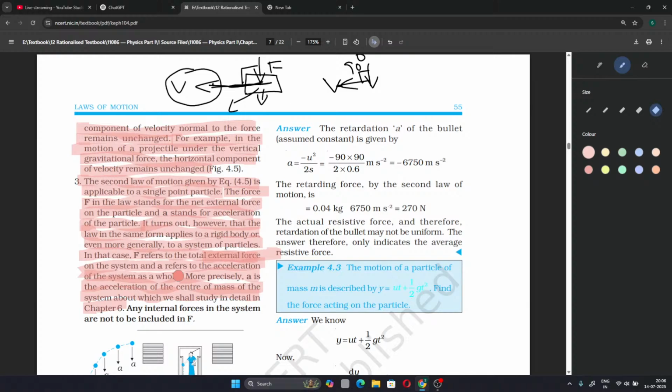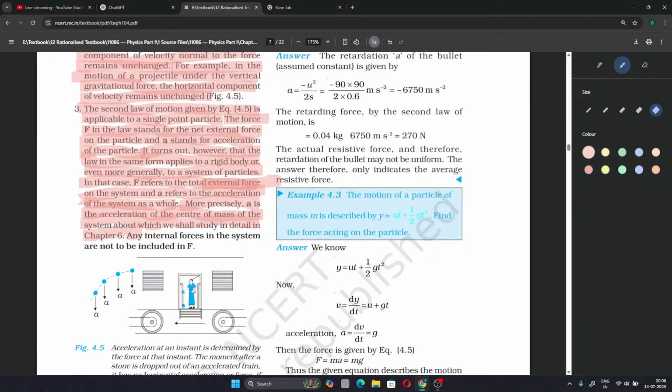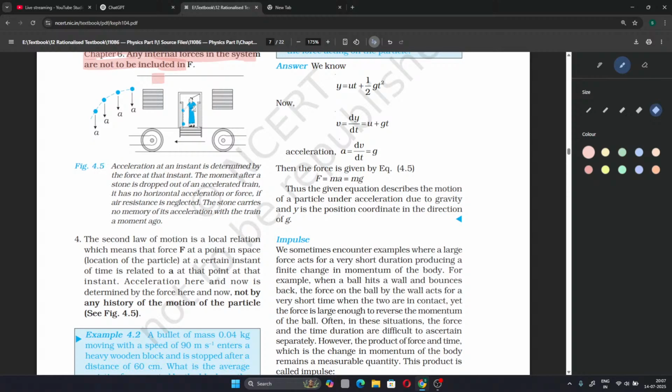Any internal forces in the system are not included in the force. As it's a system of particles, there are many internal forces inside the system, but these forces are not included in the force in the F equals m into A equation. The acceleration at an instant is determined by the force at that instant. The moment after a stone is dropped out of an accelerated train, it has no horizontal acceleration or force. If air resistance is neglected, the stone carries no memory of its acceleration with the train a moment ago.